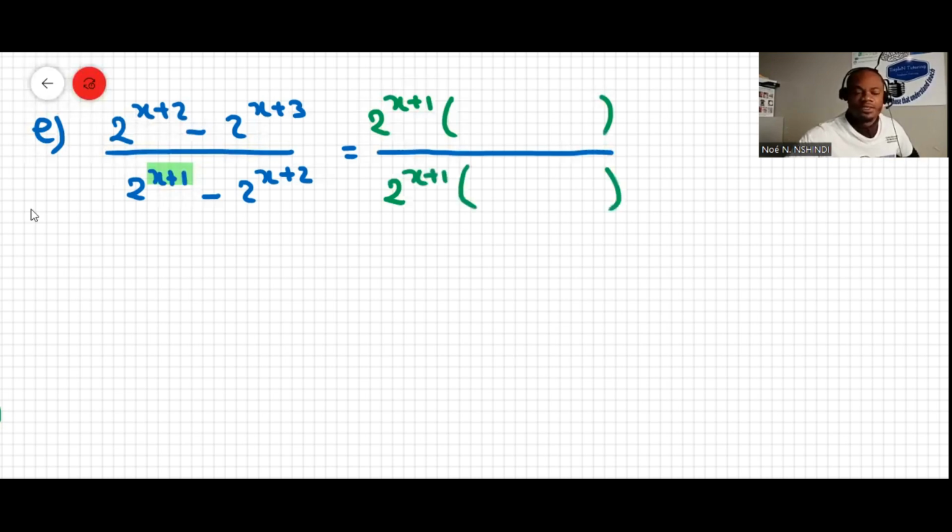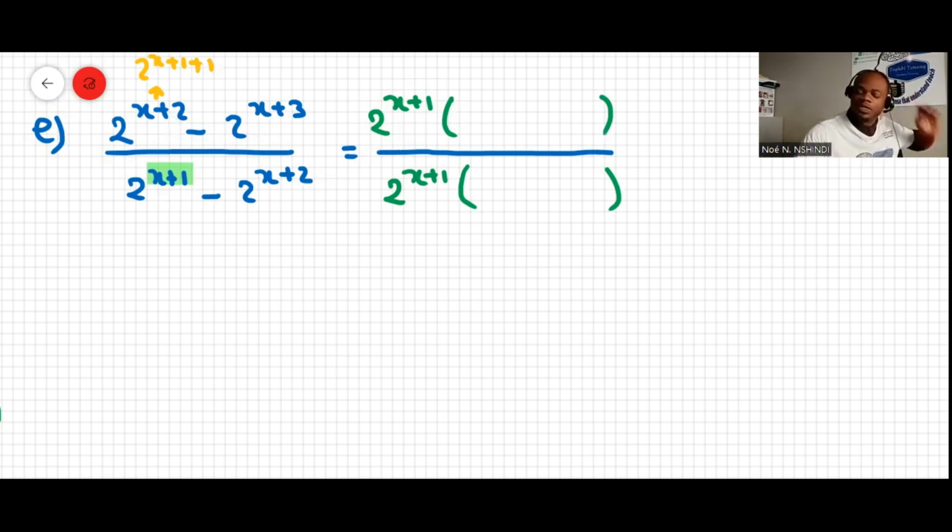Now, if I take 2 to the x plus 1 as the common factor, remember that 2 to the x plus 2 is the same as saying 2 to the x plus 1 plus 1. Remember?